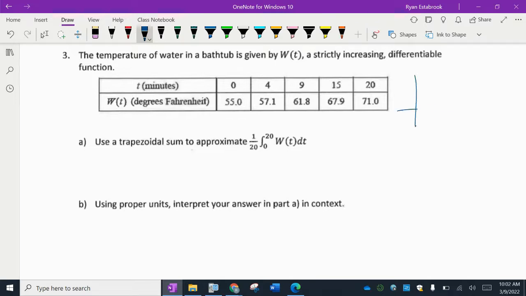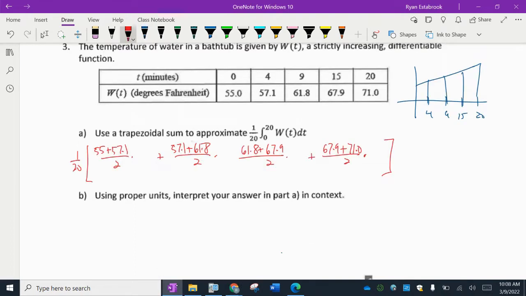If it helps, give yourself a quick graph. Can you set up what the trapezoid sum is going to look like? So you're estimating that integral using a trapezoid and then multiplying by 1 over 20. Let me pause for a second, give you a chance to do what you can do. Ask a friend for assistance if you'd like. Use a trapezoidal sum to approximate this value.